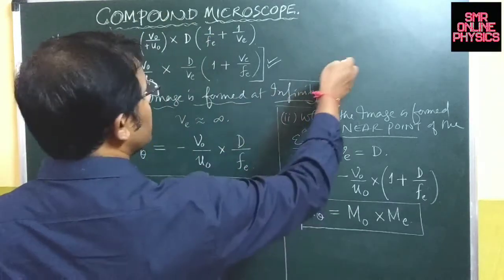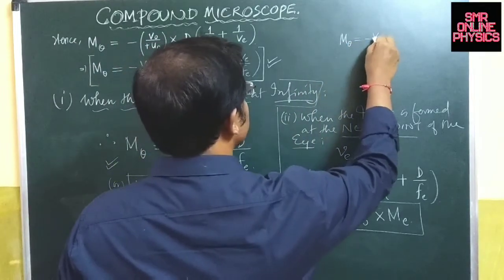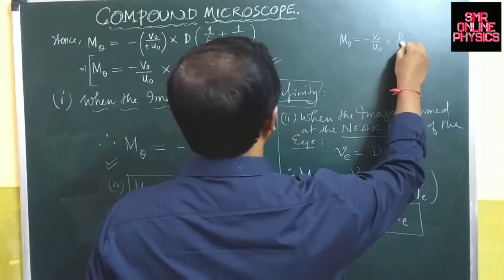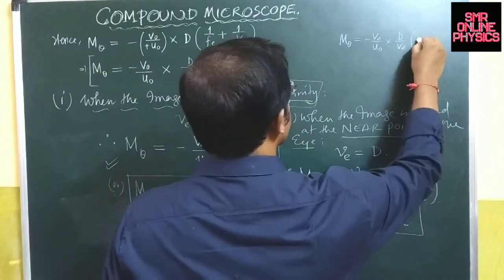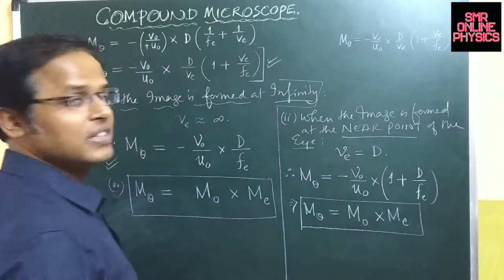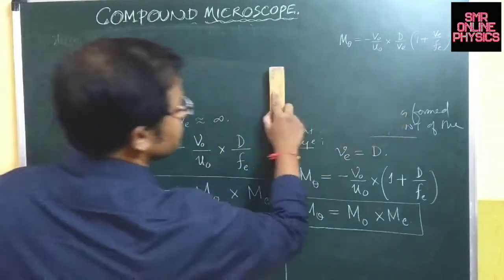So let me remind myself of this equation over here. M theta is minus V naught by U naught into D by Ve plus Ve by Fe. Okay, right. So let me rub it off.